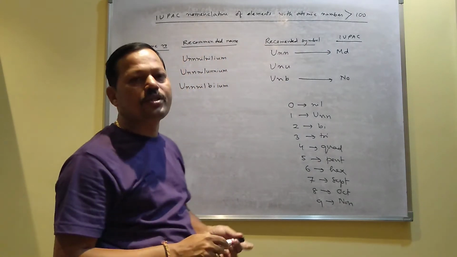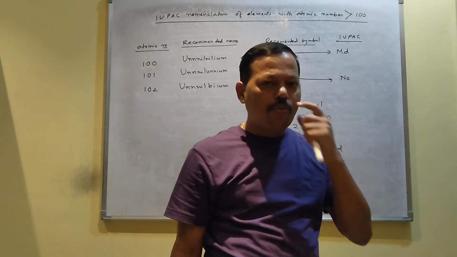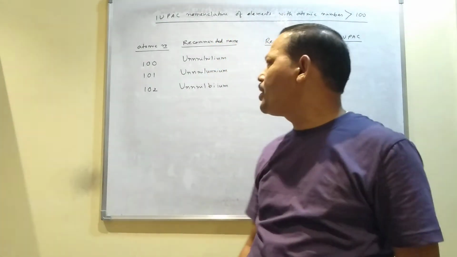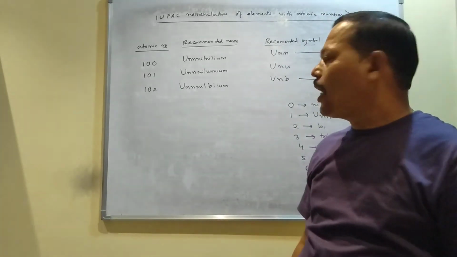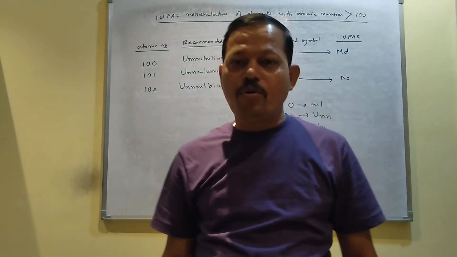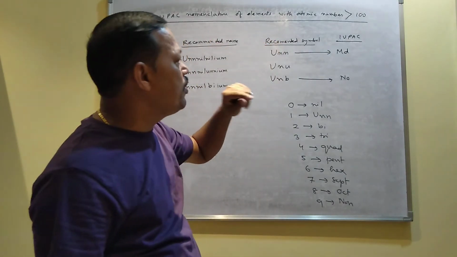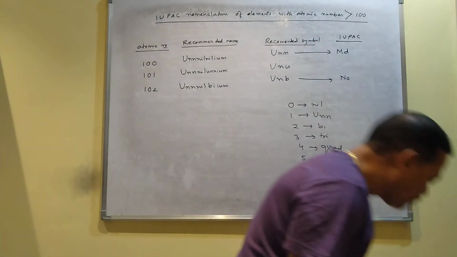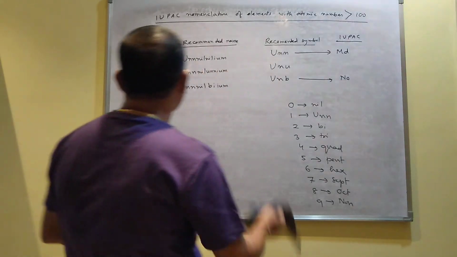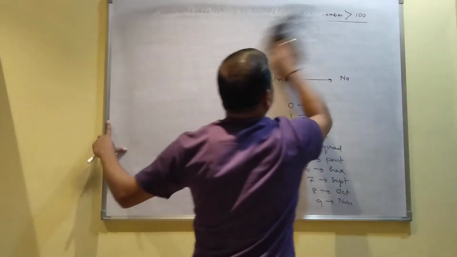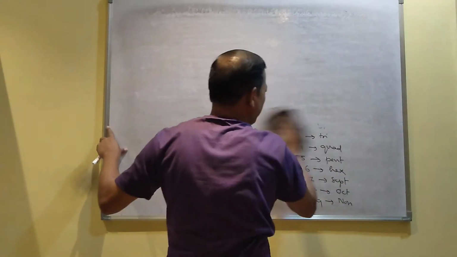In the exam, the question may be asked: what is the recommended name and recommended symbol for the element whose atomic number is 105, and write the IUPAC symbol also. So you have to know both the recommended name and recommended symbol, and you have to know the IUPAC symbol and IUPAC name also. So this is the process of how to write the name and symbol.